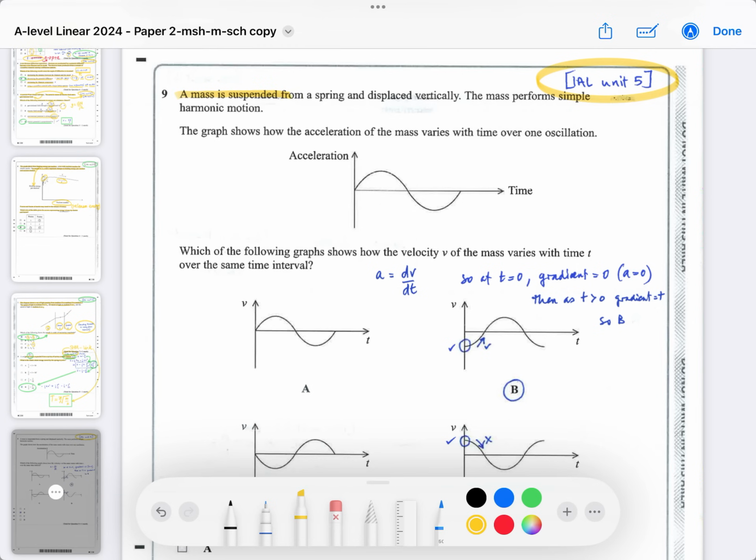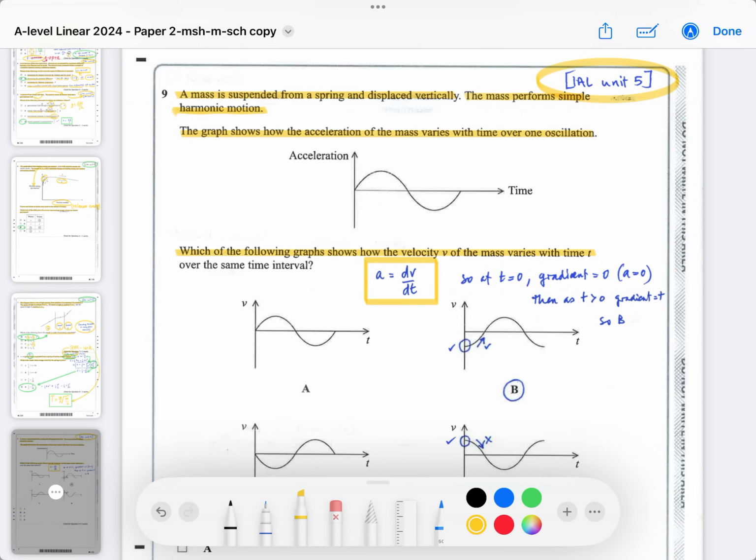A mass is suspended from a spring and displaced vertically. So this is simple harmonic motion we're just talking about. The mass performs simple harmonic motion. The graph shows the acceleration of the mass over a whole oscillation. Which of the following graphs shows how the velocity varies with time? If you've got the acceleration for the same time interval, you know that acceleration is the rate of change of velocity. In other words, the gradient of one of the velocity graphs should give the shape of the acceleration graph.